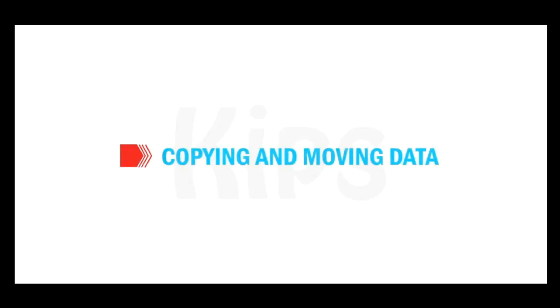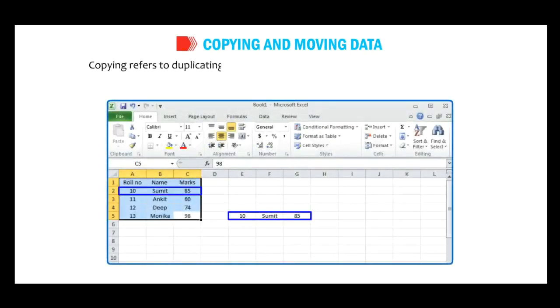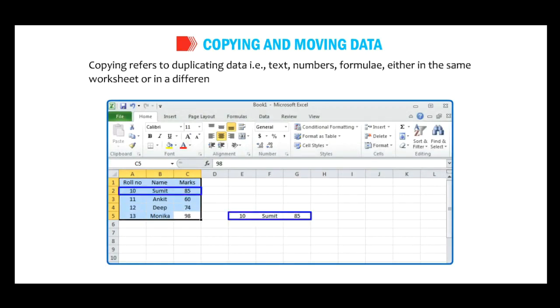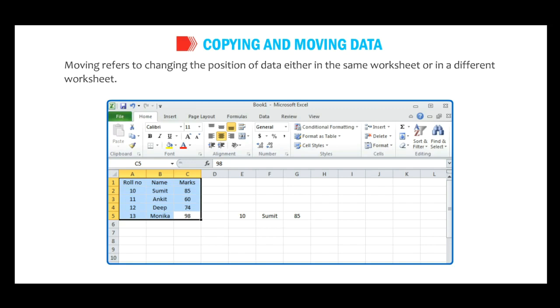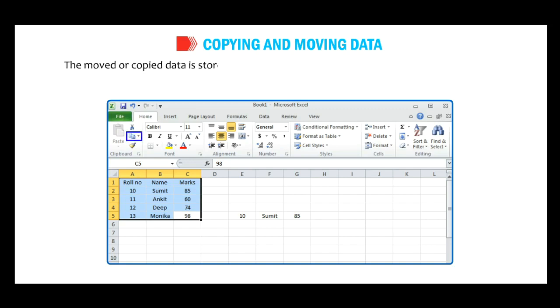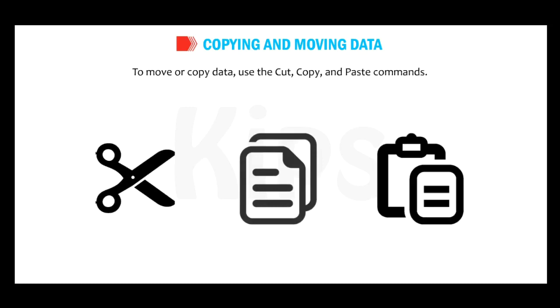Let me explain how to copy and move data. Copying refers to duplicating data, that is text, numbers, formulae, either in the same worksheet or in a different worksheet. Moving refers to changing the position of data, either in the same worksheet or in a different worksheet. The moved or copied data is stored temporarily in a location in the computer memory called the clipboard. To move or copy data, use the cut, copy and paste commands.